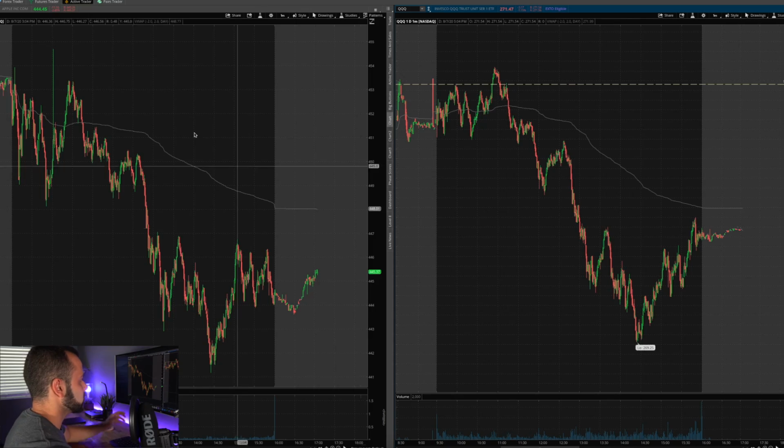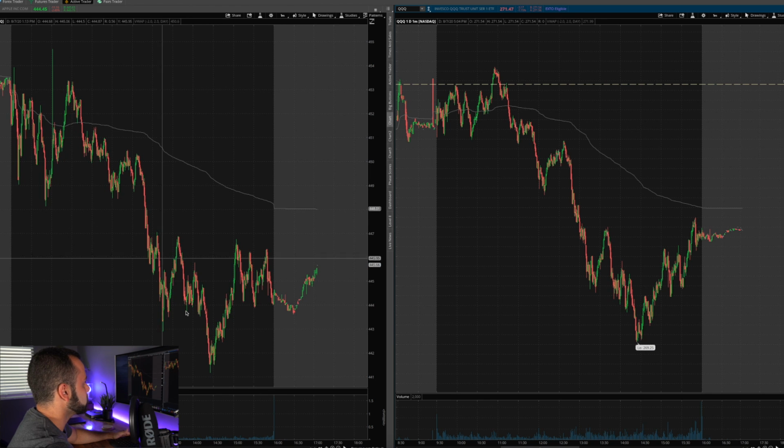So on the left side here I have Apple, and on the right side here I have the QQQ. And now the reason I have Apple and QQQ up is because Apple is a tech stock, obviously, which is heavily weighted in the NASDAQ. And the QQQ tracks the NASDAQ index. So what you guys can see, at first you might have thought that these were the same charts, but they really aren't. They are just heavily correlated. So you can see Apple basically making the same moves as the QQQ here throughout the day.